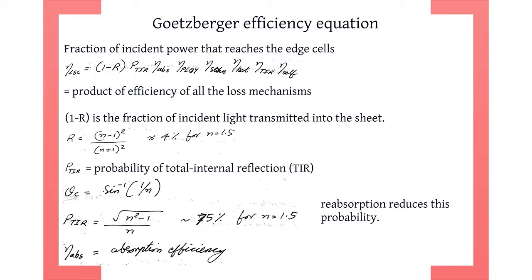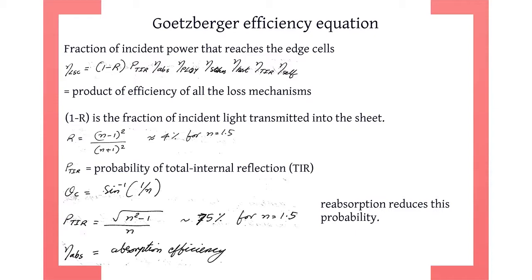So the last concept I want you to take away from this is what limits efficiency in this technology. It's defined by what's called the Goetzberger efficiency equation, which is shown on the top there. So what is efficiency? Efficiency is basically the ratio of the power that reaches the solar cell divided by what's coming in to the glass. So in other words, I have to look at how much power is going into the system, power in, to power out, which is what is reaching the solar cell.